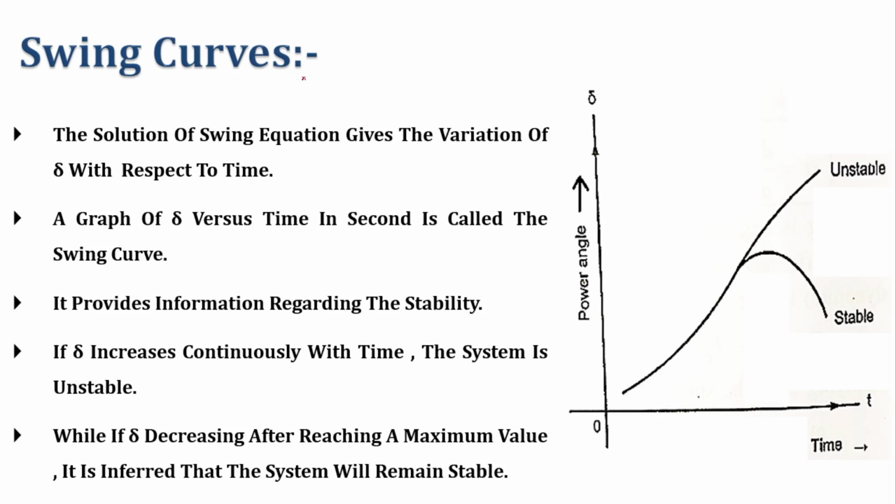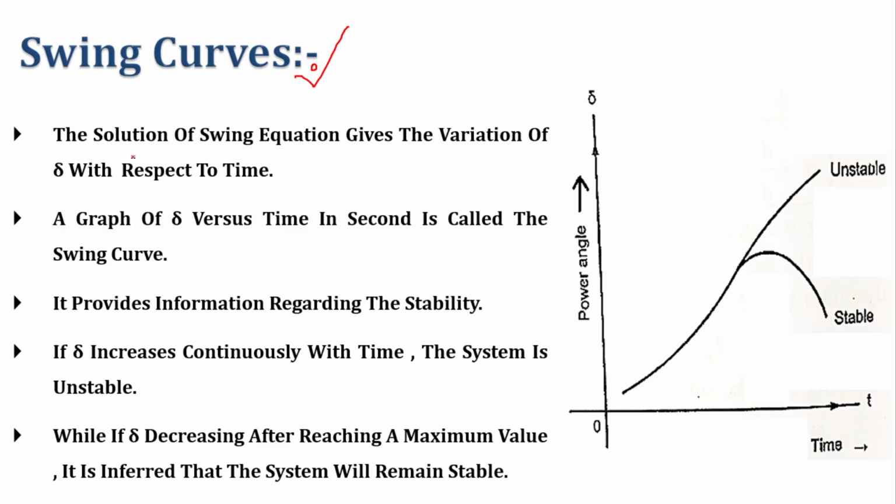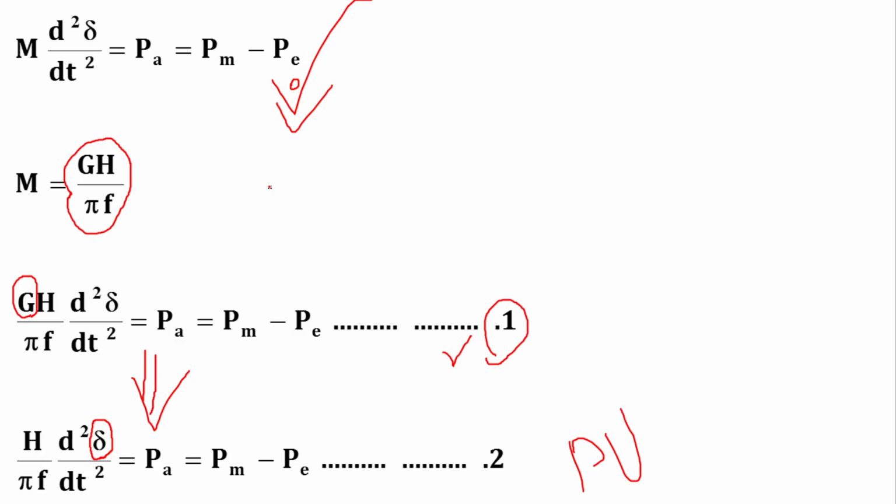Now, let us define another topic, that is the swing curve. So, what is the swing curve? You can see over here that the swing curve mainly depends on the variable delta. The swing curve is the solution of the swing equation which gives the variation of angle delta with respect to time. So, the swing curve is nothing but the solution of this second order swing equation with respect to time.